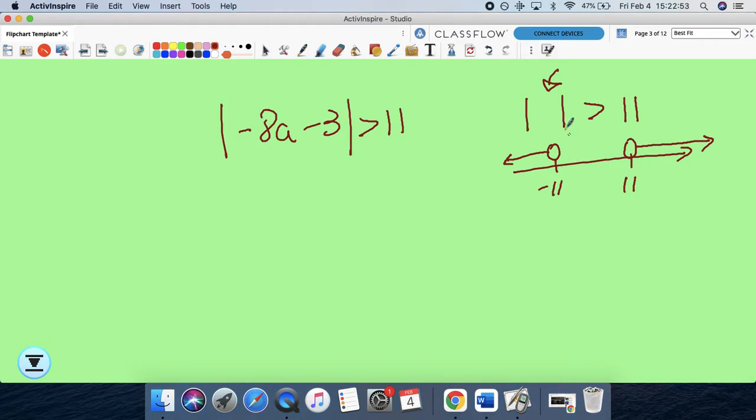Negative 10, 9, 8. Put any number here. Put 7. Absolute value of 7 is 7. Is that greater than 11? It doesn't work. So any number between these two won't work. So we call that an OR problem, right?